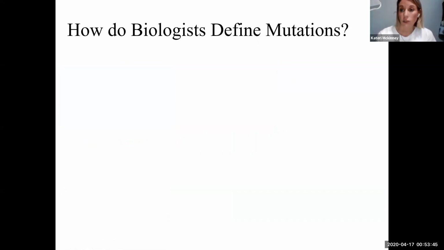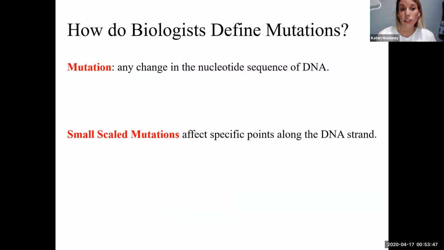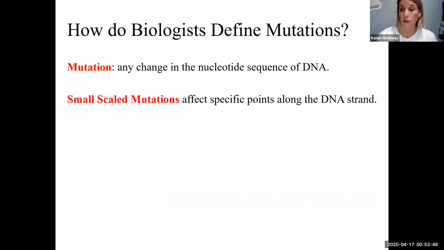So how do biologists define mutations? A mutation is any change in the nucleotide sequence of DNA. That nucleotide sequence, that GCAT, those different base pairs lined up, may not always be lined up as GCAT. They could be GAT, whatever that base pairing lineup is. Any change in that nucleotide sequence is a mutation.